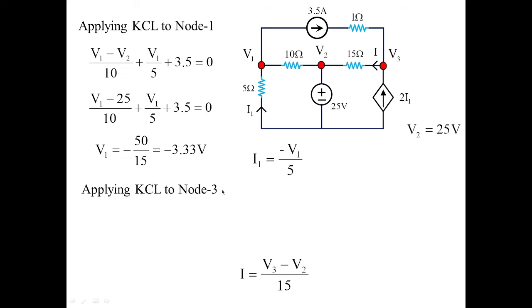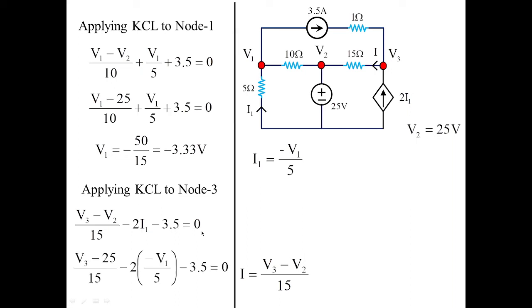When we apply KCL to node 3, we get (V3 minus V2)/15 as this branch current. Then you have minus 2I1, which is coming towards the node V3, so that is why it is a minus symbol. Similarly, the 3.5 amperes is coming towards the node V3, that is why minus 3.5. It is equal to 0. With this, I get the value of V3 to be 97.4805 volts. Now this is the value of voltage V3.